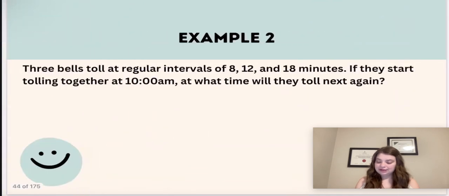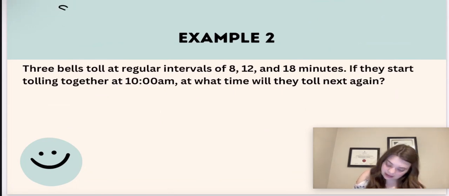All right, let's do a second example. 3 bells toll at regular intervals of 8, 12, and 18 minutes. If they start tolling together at 10 a.m., when will be the next time they toll? So for this one, same kind of thing. We need to first find the prime factorization for each of these, and then write down all of it for all of them in least common multiple fashion.